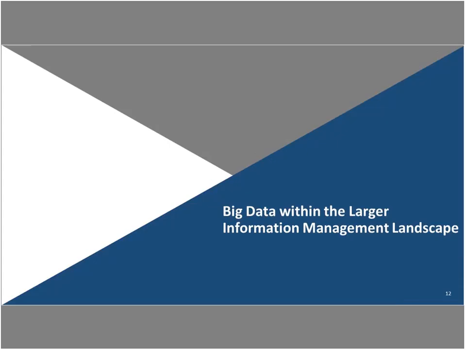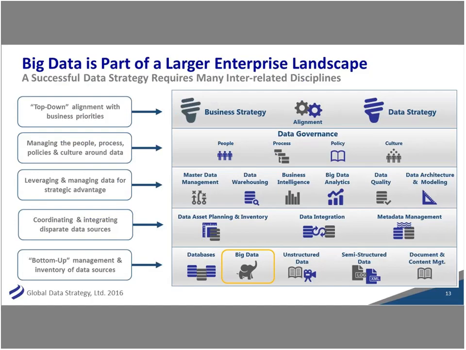So how does this fit with big data and a larger information management landscape? We showed a similar diagram in our last webinar last month on strategy. This is sort of the framework we use in our practice. There are different ways of organizing an enterprise, and this is the one we tend to use. We always start at the top with the idea of business strategy. So what am I trying to do with my business or my organization, and why is that relevant? That should drive everything else. So it's this top-down alignment with business priorities.